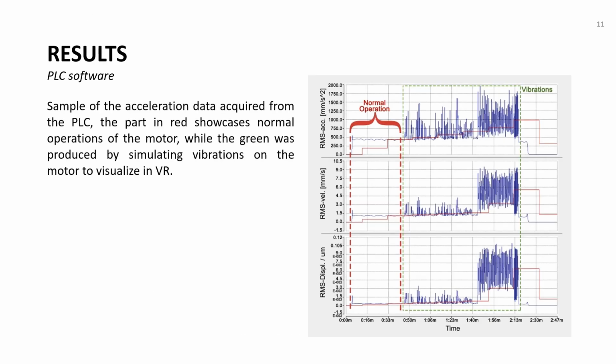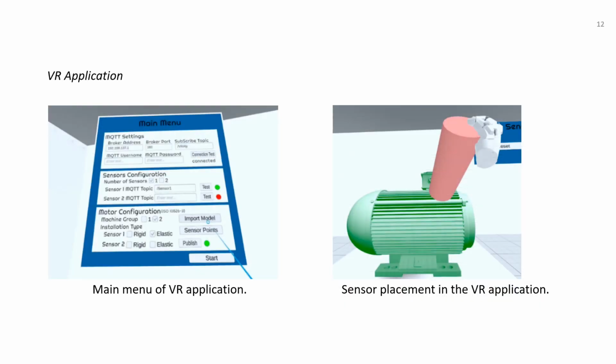The graphs here showcase a sample of the acceleration data acquired from the PLC. The part in red shows the normal operation of our motor, while the green was produced by simulating some vibrations on the motor so that we can visualize it later in the VR application. The Unity application was developed and installed on the Quest 2 headset, which enables the user to move around in the virtual world and interact with a 3D presentation of the motor.